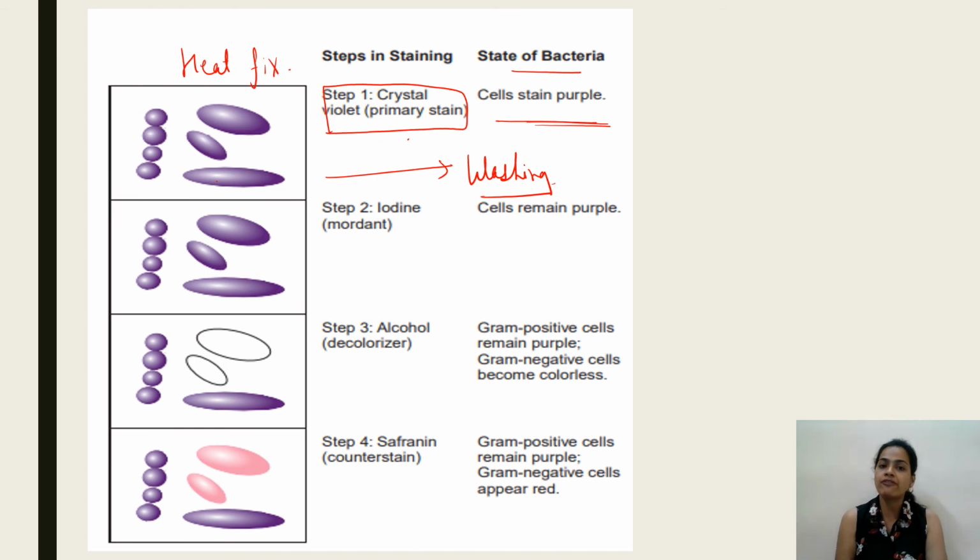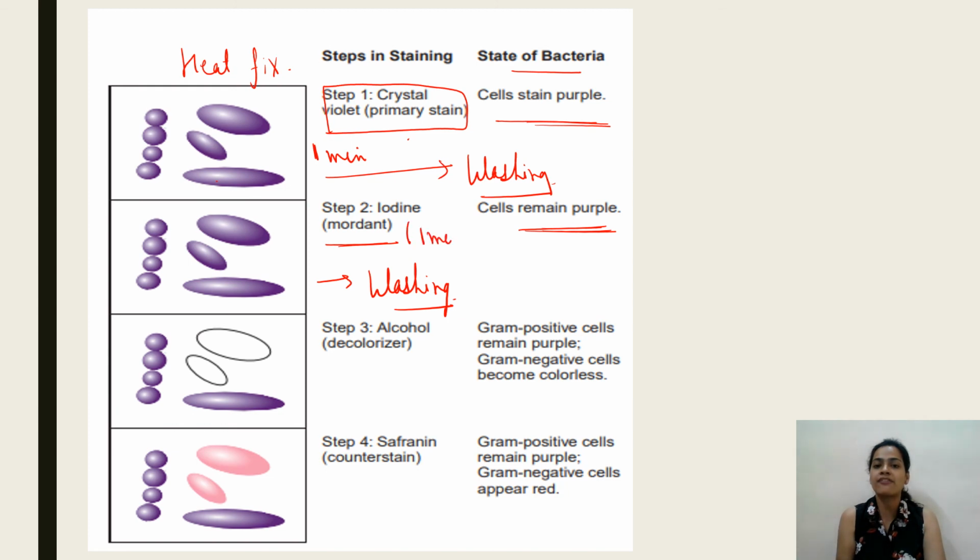After that we will add iodine, which is going to act as a mordant and will help the crystal violet stain to get further trapped in the cell wall, and even after that both the cells will remain purple in color. We have to give a washing step even after the addition of the mordant. We have to keep the primary dye and the mordant for 1 minute each, and after that we will wash off the mordant.